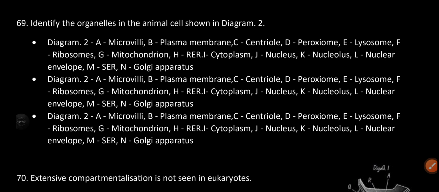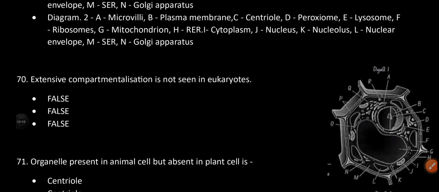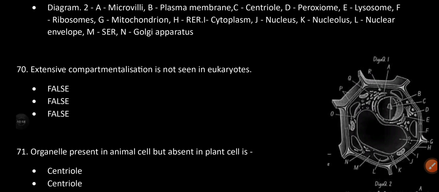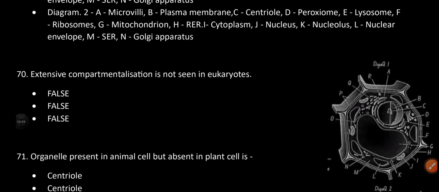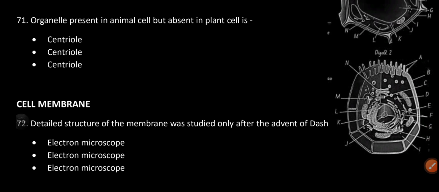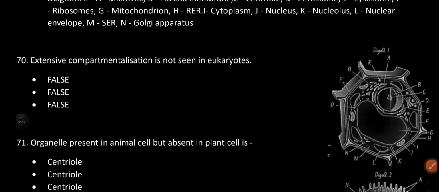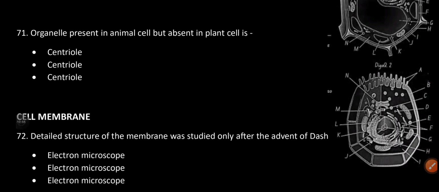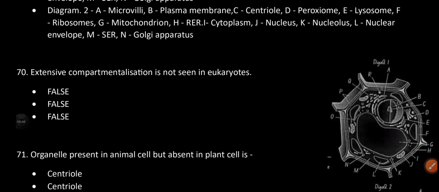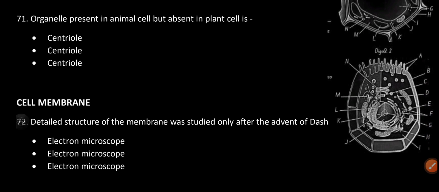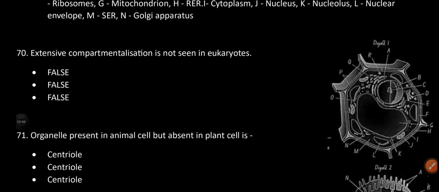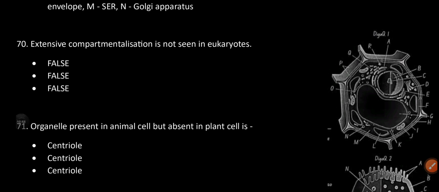Identify the organelles in the animal cell shown in diagram 2. A microvilli, B plasma membrane, C centriole, D peroxisome, E lysosome, F ribosome, G mitochondrion, H rough endoplasmic reticulum, I cytoplasm, J nucleus, K nucleolus, L nuclear envelope, M smooth endoplasmic reticulum, N Golgi apparatus.